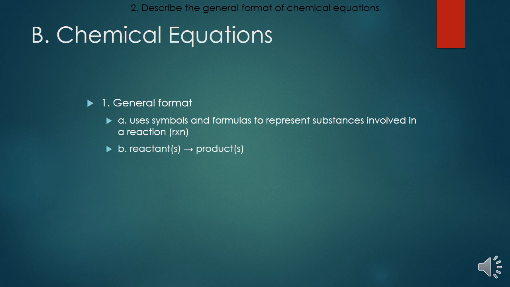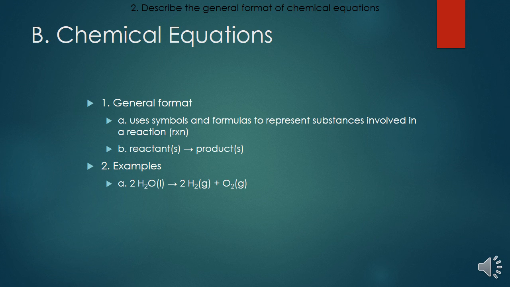An equation always has the reactants on the left side of the equation. It could be a single reactant or multiple reactants, thus you see the S in parentheses there. Then we separate the reactants from the product or products not with an equal sign, but with an arrow. The arrow always points from reactants to the products. And again, notice we could have a single product or we could have multiple products. Here are some examples of some equations.